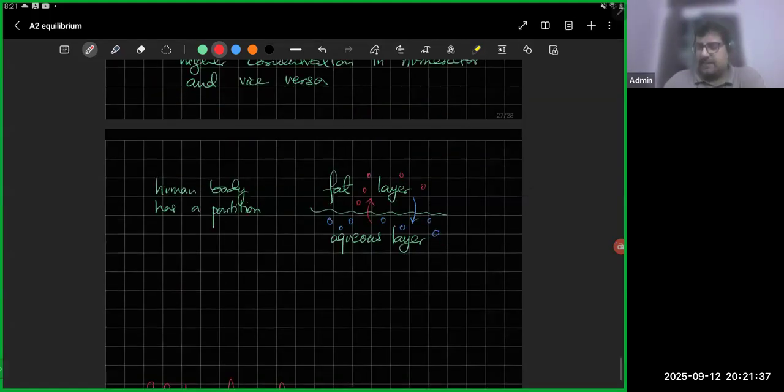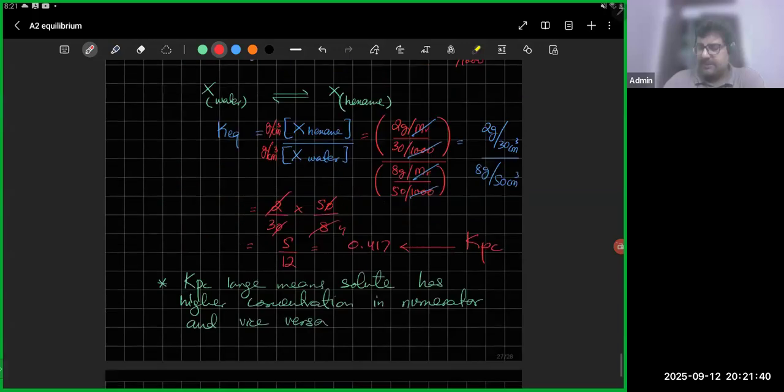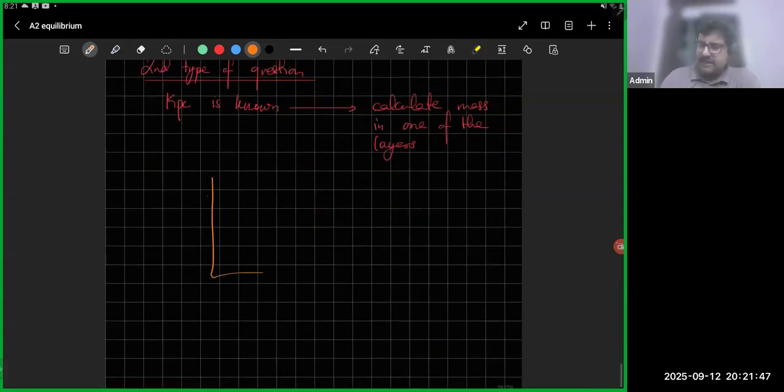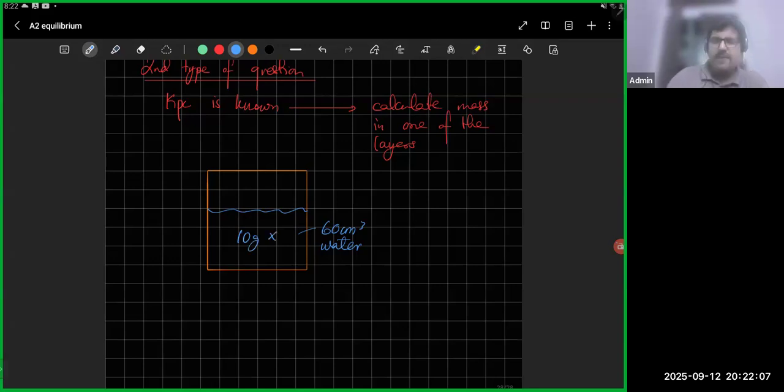Okay, so the reverse. For example, I already calculated the KPC, which is 0.417. Now I have another question: there's another container, and that container has water in it. There is 60 cm cube of water, and there is, let's say, 10 grams of X. Same solute. If it has a different solute, then things are going to be different.